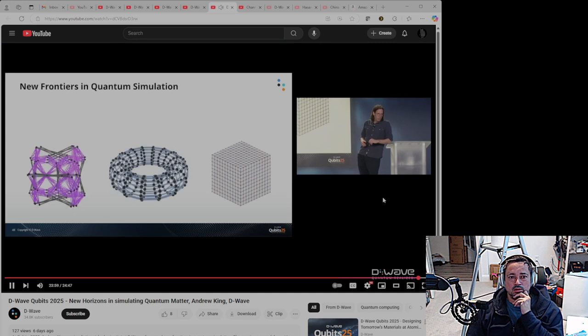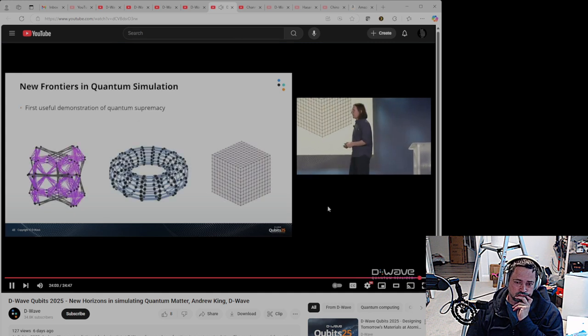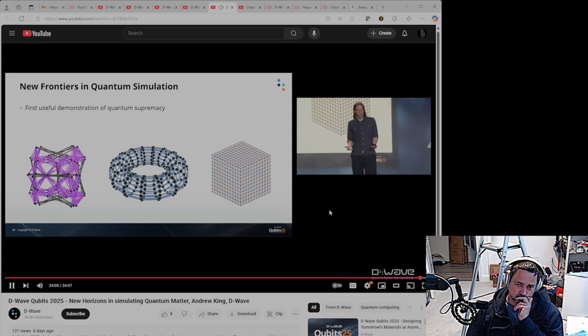So just to finish up, I've gone over some new frontiers in quantum simulation. We have a breakthrough result for quantum annealing. It's really helpful to be able to say, quantum annealing can do things that no classical computer can.